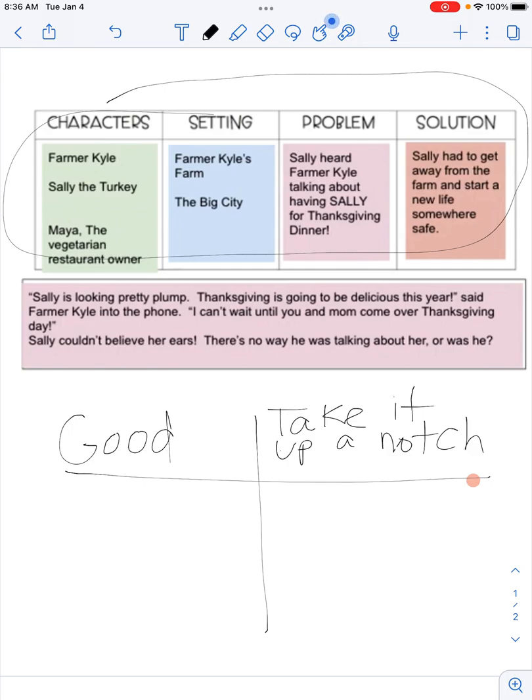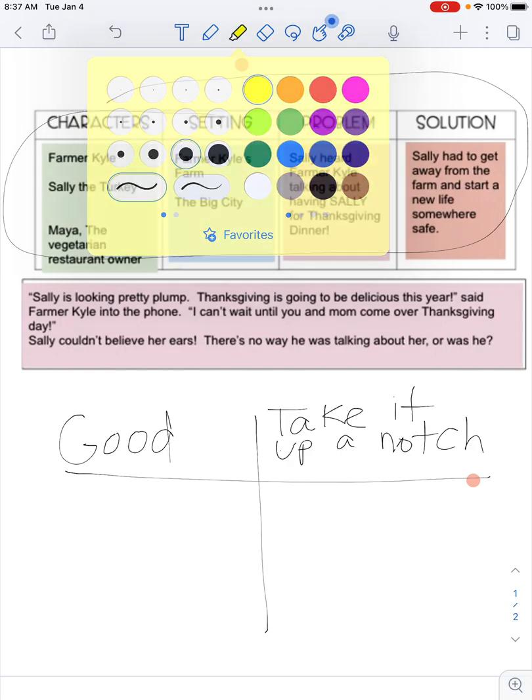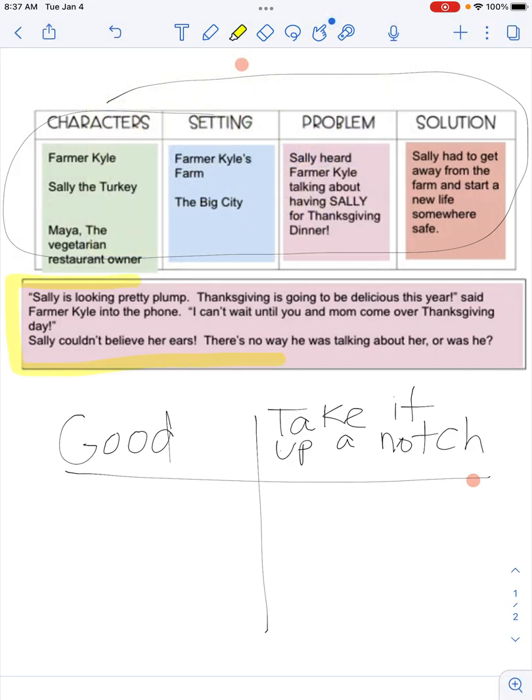We know that the problem was that Sally heard Farmer Kyle talking about having Sally for Thanksgiving dinner, and Sally had to get away from the farm and start a new life somewhere else. So let's look at Mrs. Demand's beginning, right? This is her first paragraph. I'm going to change my highlighter. This section right down here that I'm highlighting is her first paragraph of her story. It's the introduction. So notice what she includes.